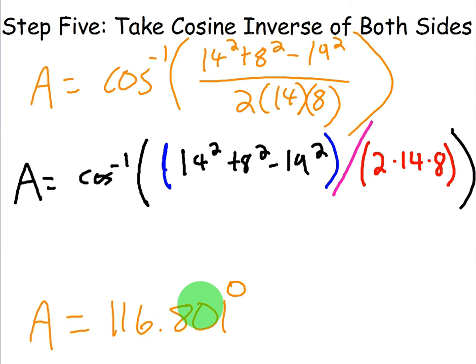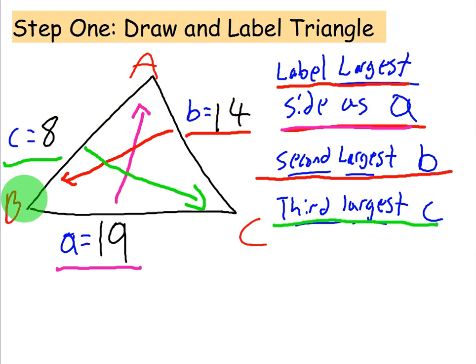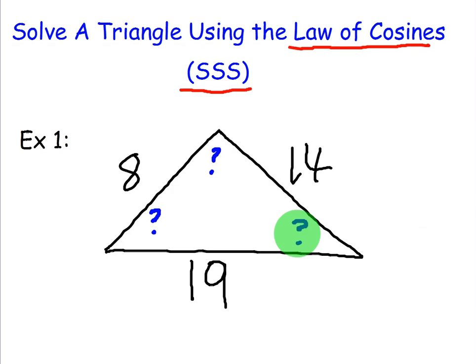Okay, that's it for this example, using the law of cosines and the law of sines to solve for a triangle when you're given the three sides and you have to figure the three angles. If you have any other questions about this example, let me know.